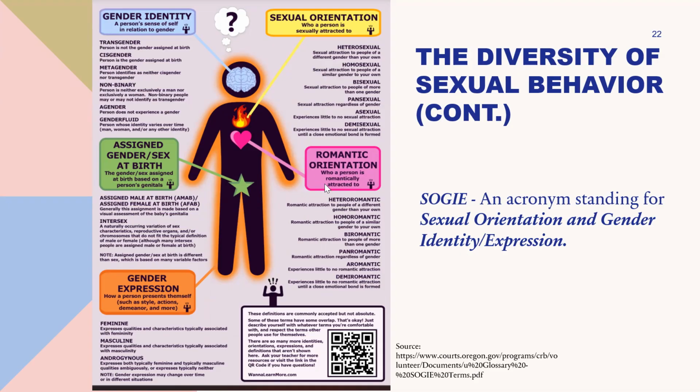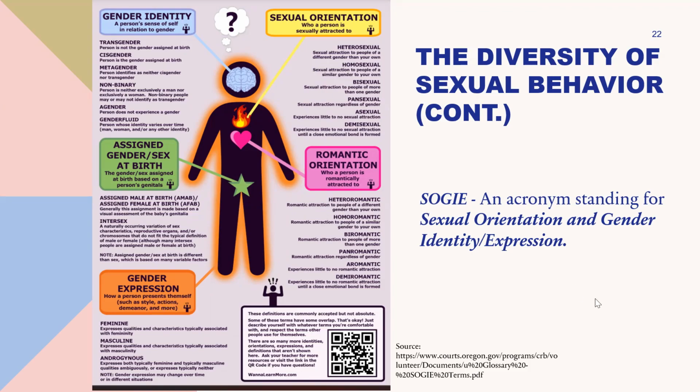So there is a romantic orientation, who a person is romantically attracted to. This is different from being sexually attracted to. These are the categories. Heteroromantic, a romantic attraction to people of a different gender than your own, the opposite. Then homoromantic, similar gender to your own. Then biromantic, panromantic, aromantic, demiromantic. Basically romantic. Okay?